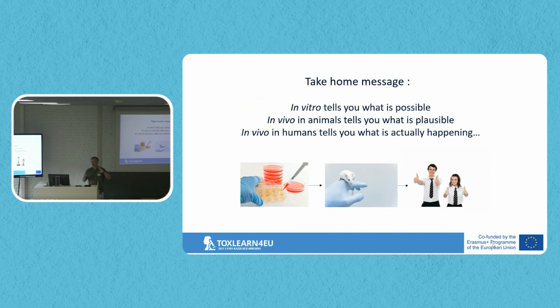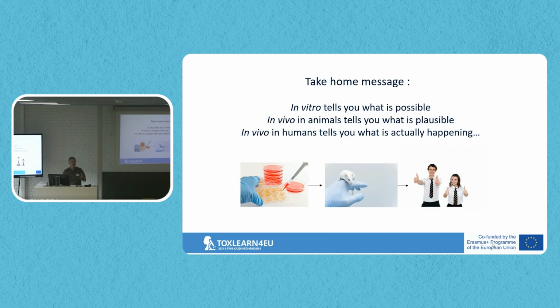So the take-home message actually is that in vitro tells you what's possible, in vivo in animals tells you what's plausible, but actually if you measure in humans, that tells you what's actually going on, right? But each of these steps has its advantages and disadvantages.